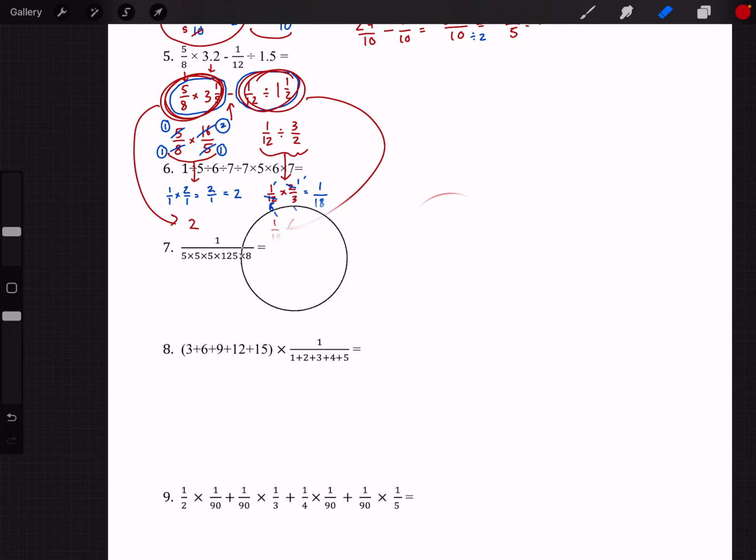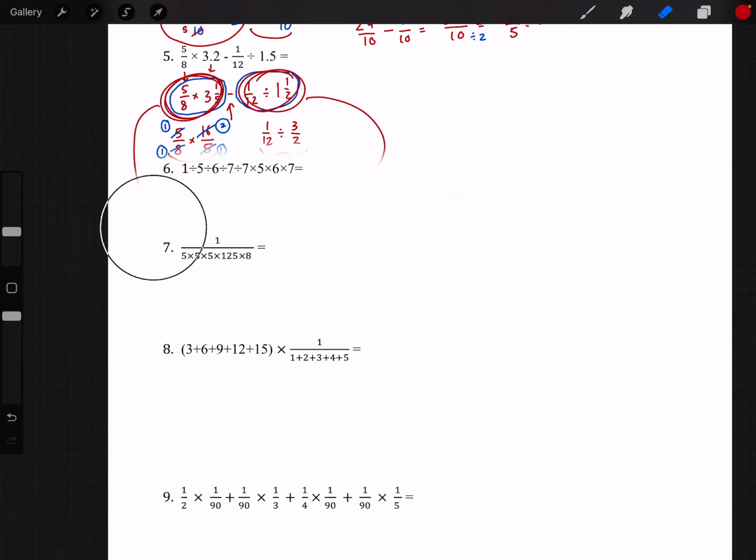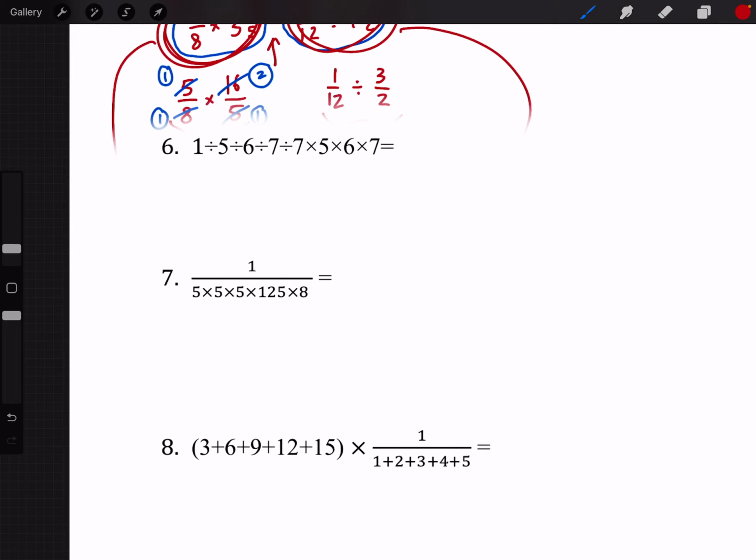So move on to the next question. I think I overlap all these questions here. All right. Next one says 1 divided by 5 times... All right. So what you gotta do here is look at the division and the times, and they actually cancel out. Times and divide are reverse of each other, so they cancel each other out. Just like minus and plus are reverse of each other, so they cancel out too.